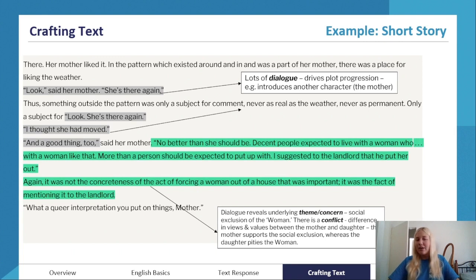Thus, something outside the pattern was only a subject for comment, never as real as the weather, never as permanent, only a subject for look.